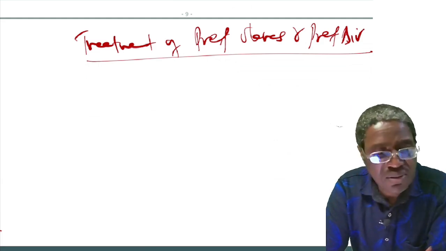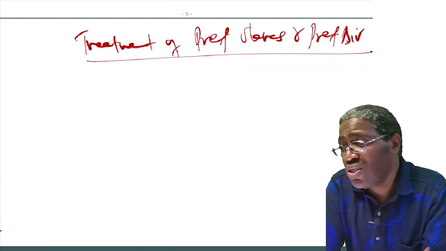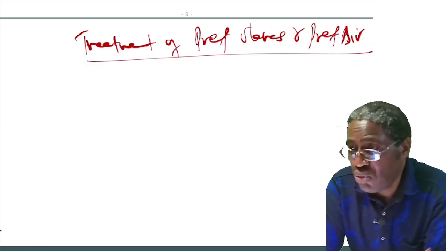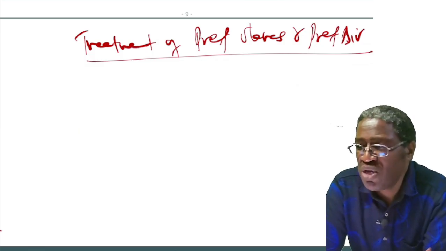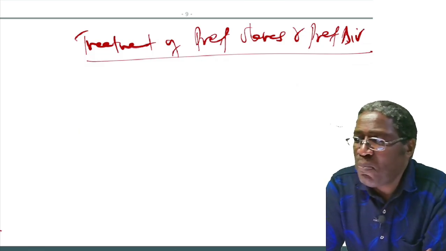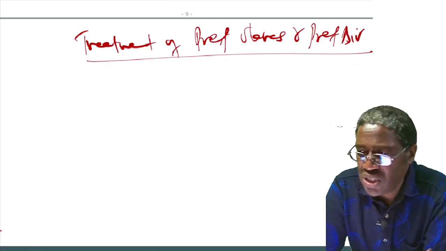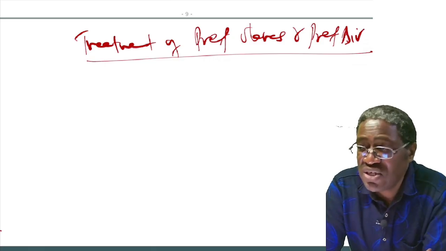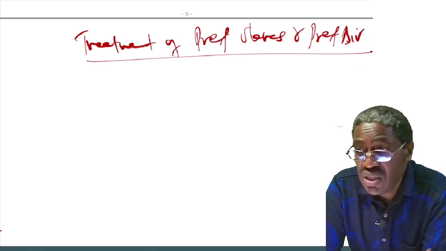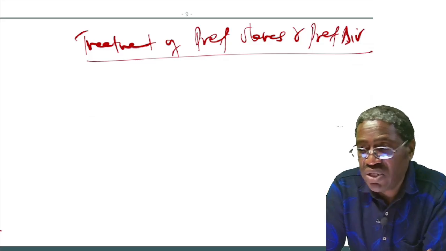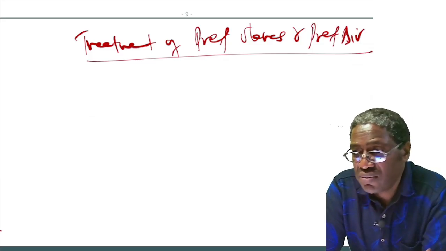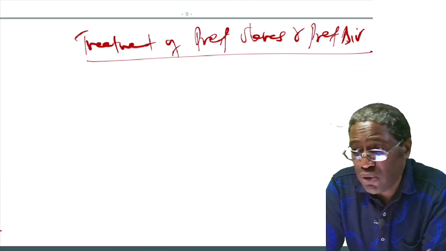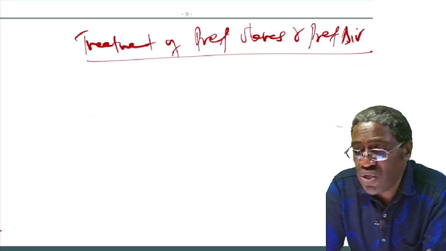I have said preference dividend on non-redeemable preference shares should be considered as an appropriation of profit in the statement of changes in equity.